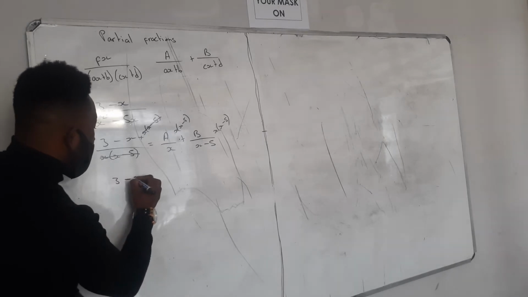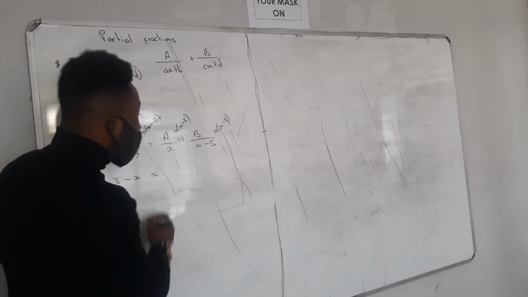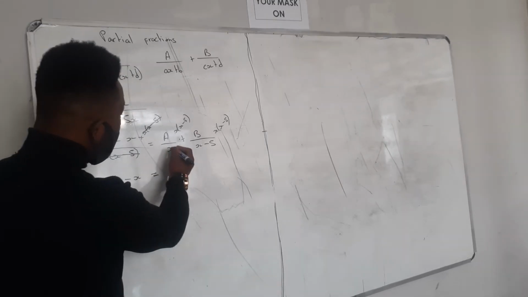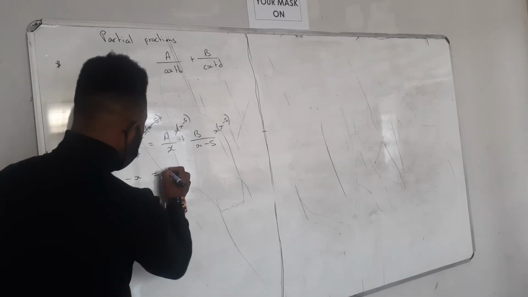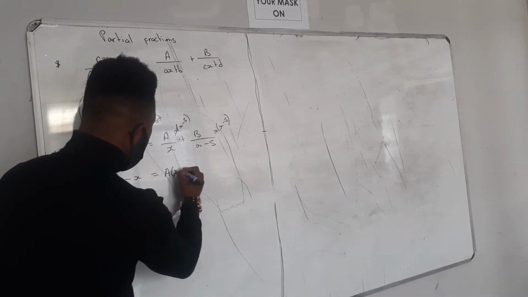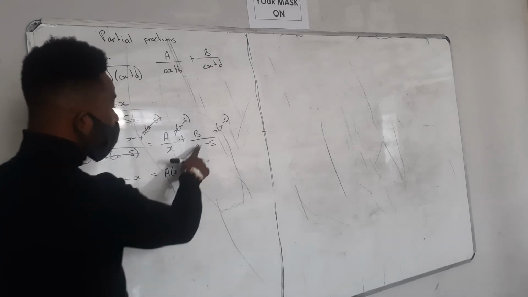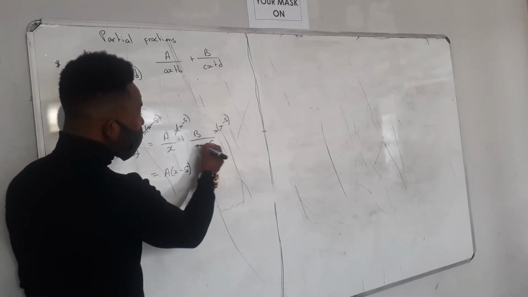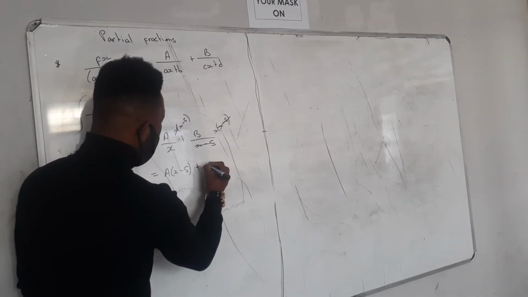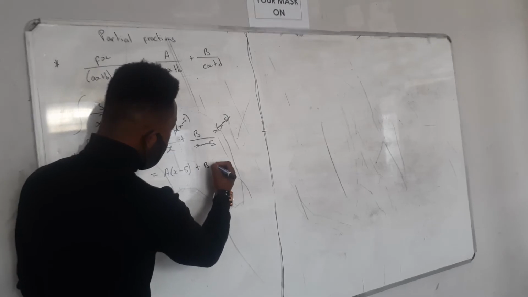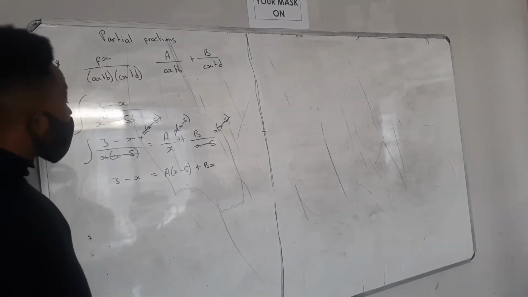3 minus x on this part, and it equals, when you multiply, this x cancels with this one, so you're going to have A times (x minus 5). I go to the next one. If I multiply this one, it cancels with this. I'm going to have plus Bx. Alright, and then what do you do next?